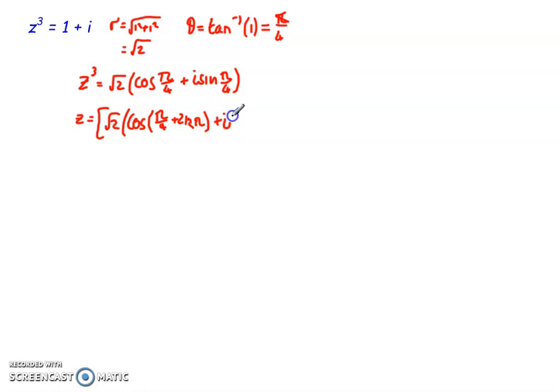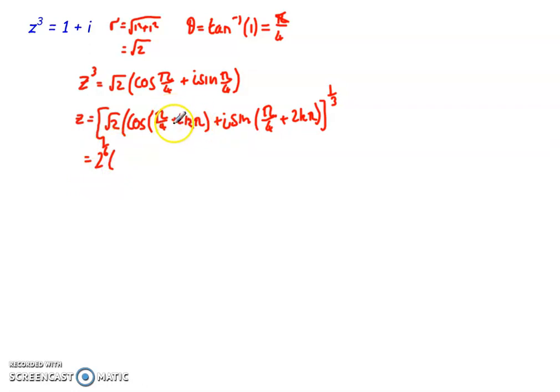Then plus i times sine of the same thing. So sine bracket pi over 4 plus 2k pi. All of that to the power of a third. So now we bring the power of a third in. Again, use De Moivre's theorem for this. So the root 2 is going to go to a third. So root 2 to a third, that's the equivalent of 2 to the half to the third. So that's going to be 2 to the power of a sixth. Now this one here, 2 to the sixth, just keep it as that.